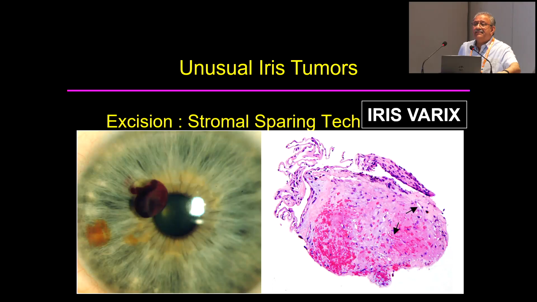And this is an iris varix, a rare kind of iris vascular tumor. You would never know if you didn't take it out. So there you go. Okay, so we don't know what it is. It's not melanoma. Take it out.